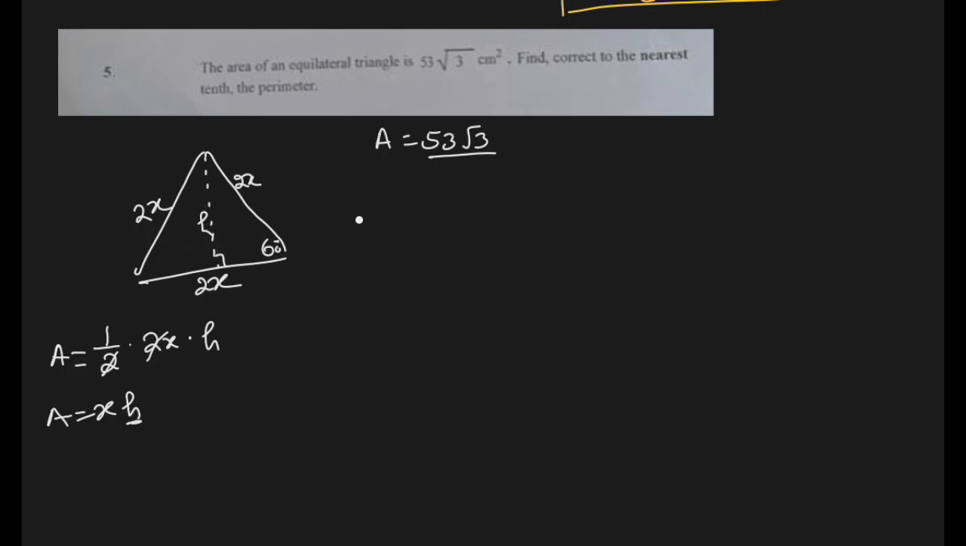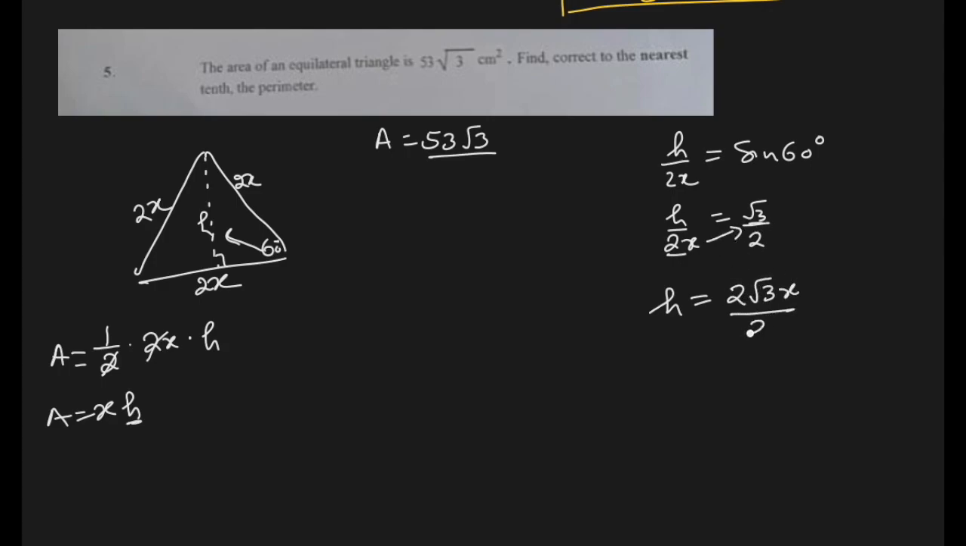So can I say, h, this is opposite to the 60 degree, divided by 2x, hypotenuse, is equal to sine 60 degrees, right? So h over 2x, and we just got in the previous part the value of sine 60 is square root 3 over 2. So I want to eliminate h, so I have to isolate h here. So it will become 2 times square root 3 x cross multiply over 2. So this cancels. h is square root 3x, which we can substitute here.